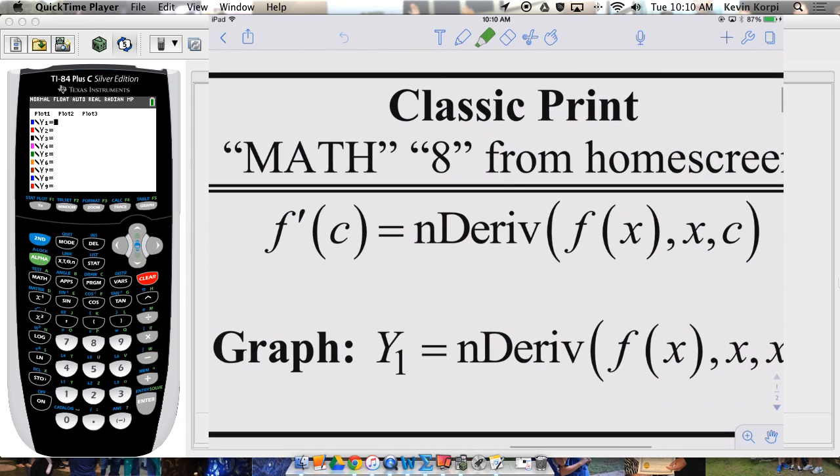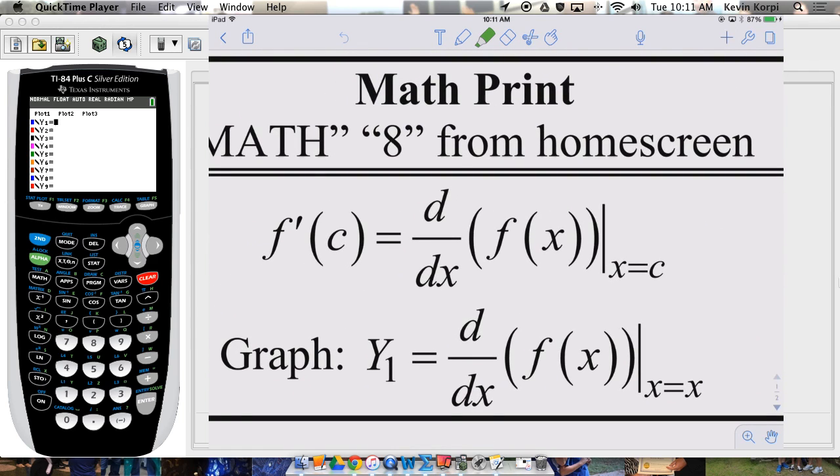If you have the old calculator, like a regular 83 or some 84s without the math print, by the way, I can give you the program for math print. You have the classic print, which you have to input things in the calculator programming language. So there's some parameters that you have to learn. I'm going to teach in the math print style. So if you have a classic print, just come see me sometime, and I'll show you how to do it.